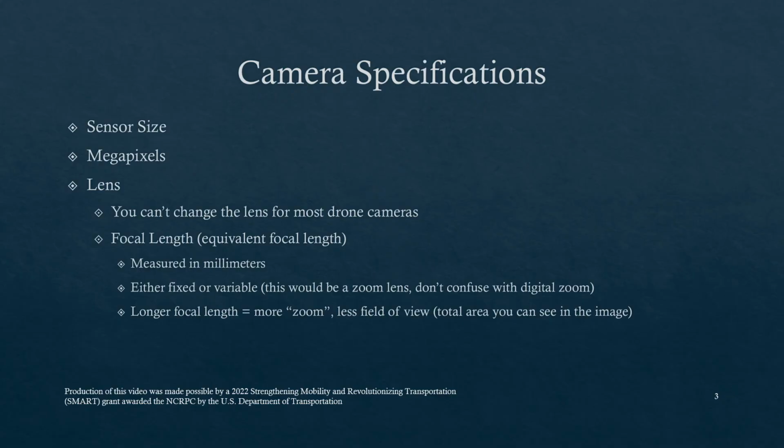And then the lens. You can't change the lens for most drone cameras. Usually those are fixed or an integrated part of the drone. And then also be thinking about your focal length. There's this term also called equivalent focal length that I won't cover in detail here, but it relates to the classic 35 millimeter size of a camera. Be thinking of either fixed or variable focal length. A variable focal length lens is something like a zoom lens, as it's more commonly named. And the longer the focal length, the more zoom and the less field of view, or the less total area you're able to see in the image.